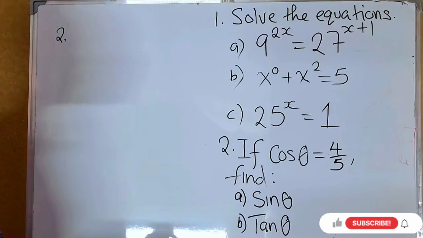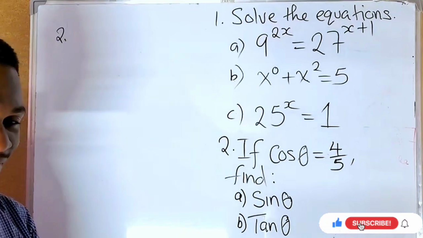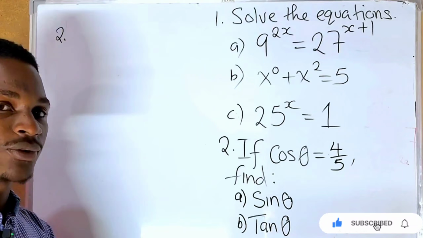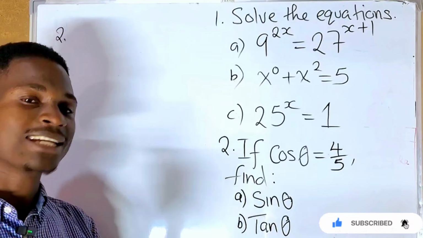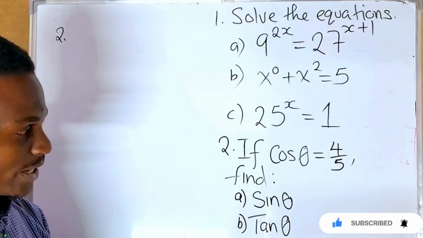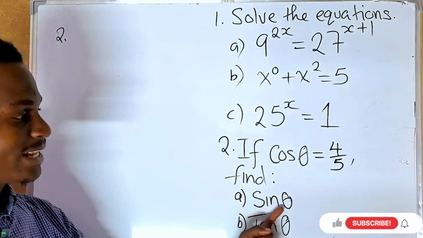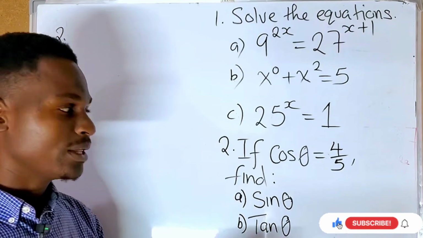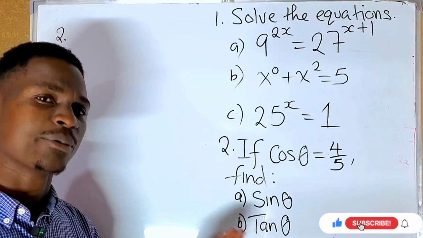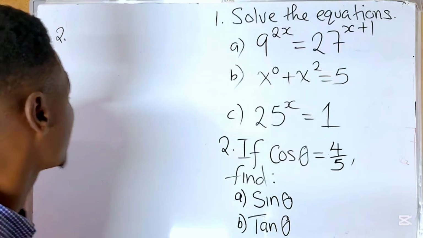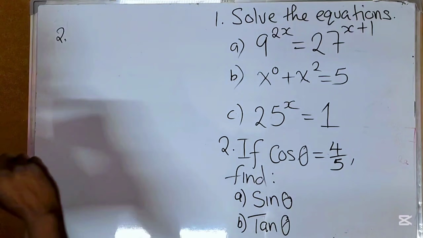Look at question 2, good friends. This is under trigonometry, the first part of trigonometry where you look at the right angle triangle. Now, if cos theta is 4/5, find sin theta and tan theta. This is a common question in mathematics paper 1. All right, now let's solve it.